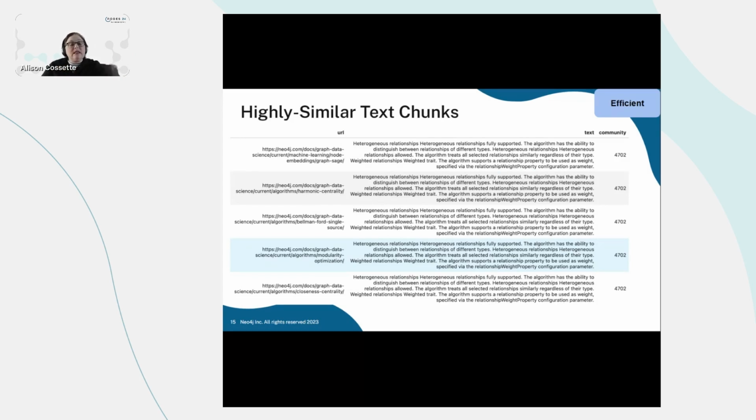We build our documentation so that there's certain general information. So here we're talking about heterogeneous relationships, the algorithm's ability to distinguish between relationships. These are very, very similar. Even though the subtopics and the URLs are different, there's a repeat of that information. Now, when you're in your documentation, that's great. You want all of that.